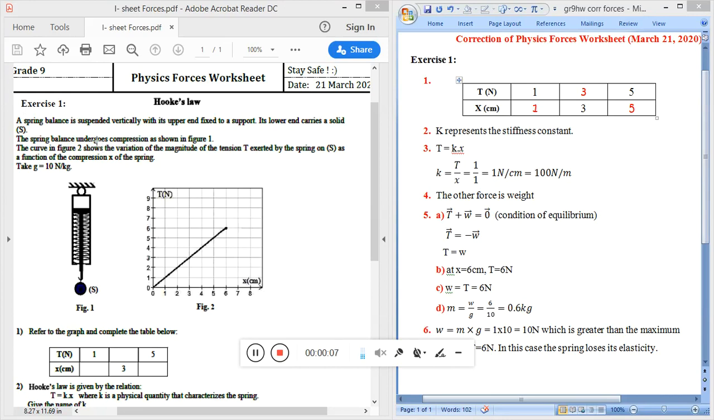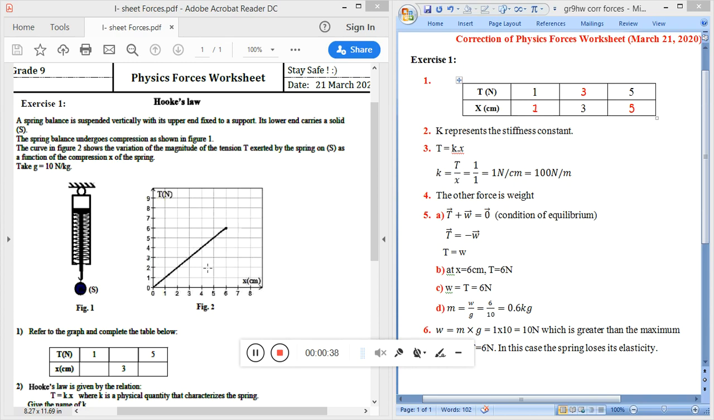In exercise 1, a spring balance is suspended vertically with its upper fixed end to a support. Okay, this is a support. This is the free end. This is called the fixed end. Its lower end carries a solid S. The spring balance undergoes compression as shown in figure 1. So the spring is being compressed by the solid ball.